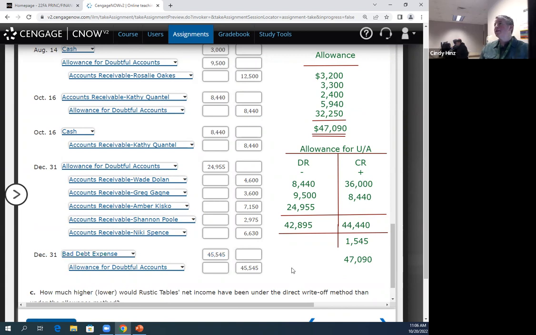Under the allowance method, the expense gets recorded in the adjusting entry. In part A, the expense got recorded one piece at a time as we wrote off each individual account. But under the allowance method, we don't know whose accounts will need to be written off because we have to estimate in advance before Wade Dolan doesn't pay us.